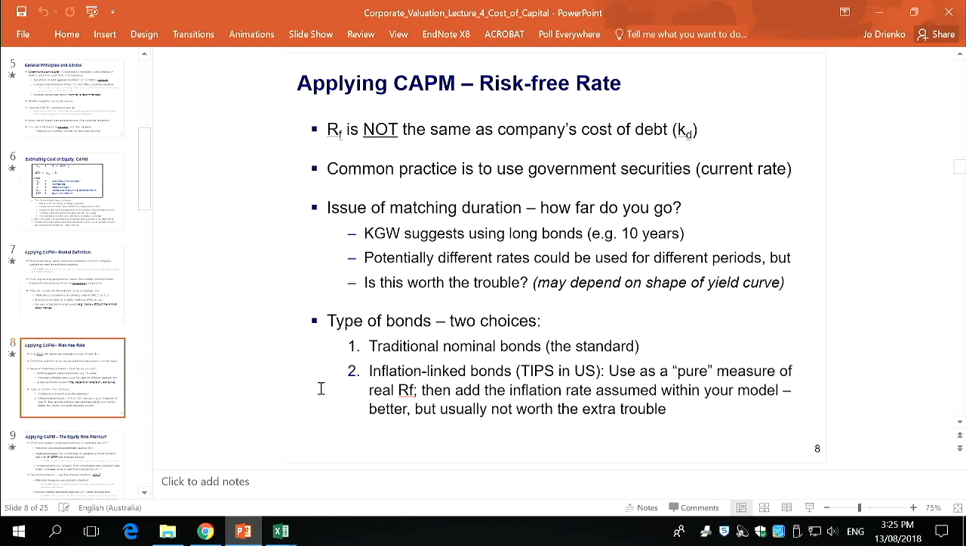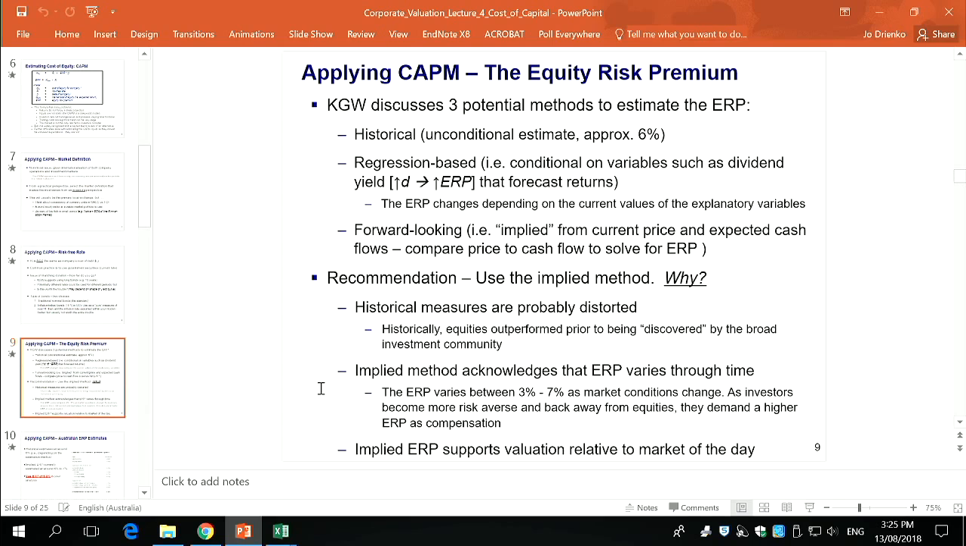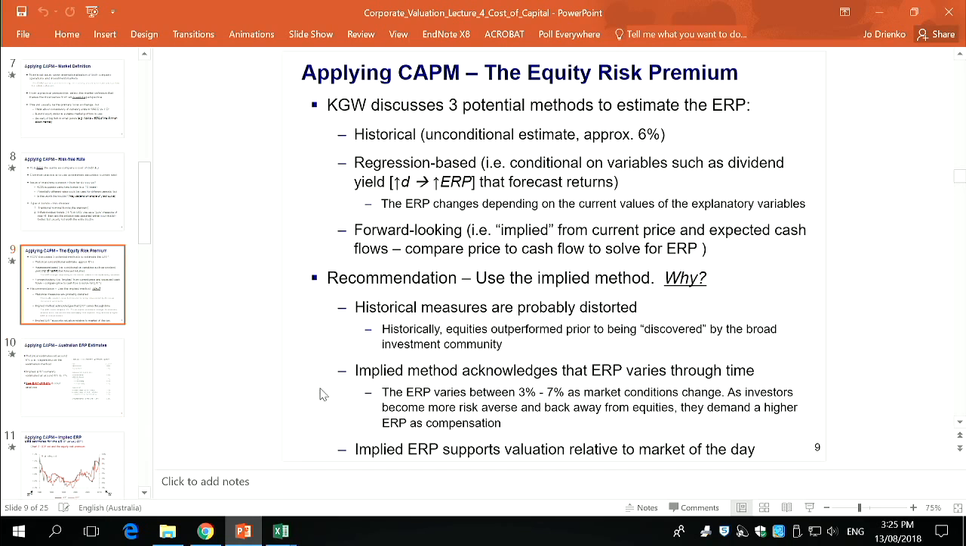So the risk-free rate, the point of the slide is to use the current yield on a government 10-year bond, the nominal yield on a 10-year government bond, as the risk-free rate. Next, the ERP. The ERP I give to you, 6%. I calculated it for you. Analysts don't fight, but there's a lot of disagreement about how the equity risk premium should be estimated.